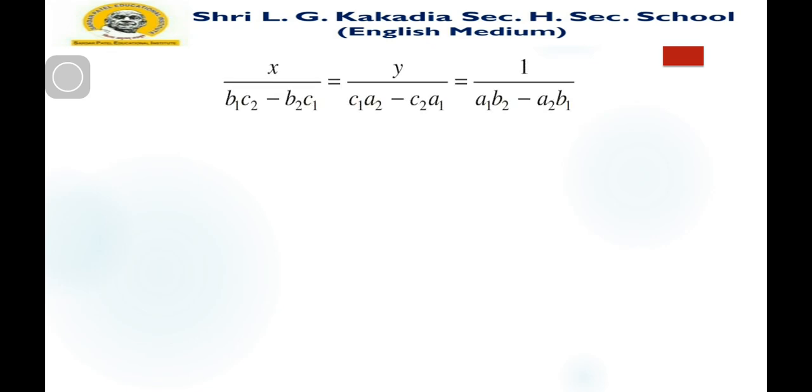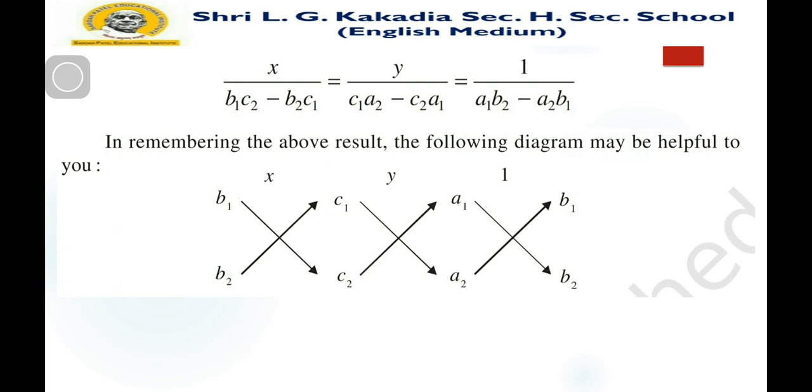First we write the equations as given here. Now put the real numbers, the coefficients, in this way. To remember the above result, the following diagram may be helpful to you. First we write x, y and 1, then b1 b2, c1 c2, a1 a2 and the last b1 b2. In starting and ending there will be b1 b2, and in between c1 c2 and a1 a2.